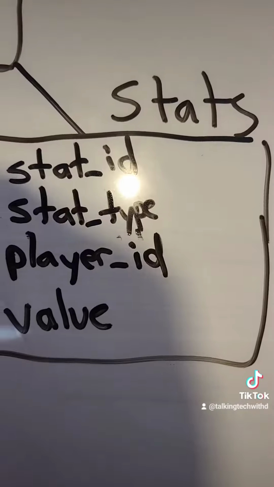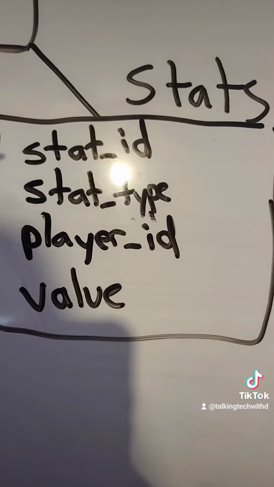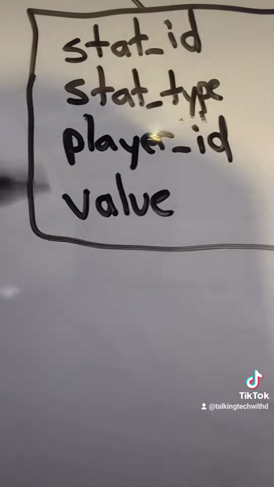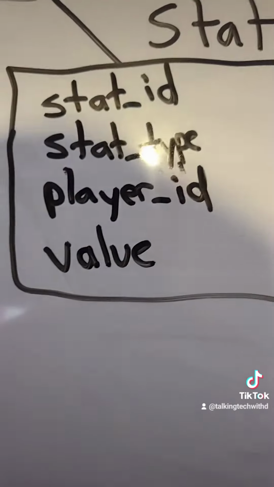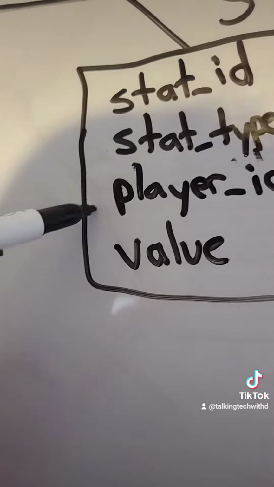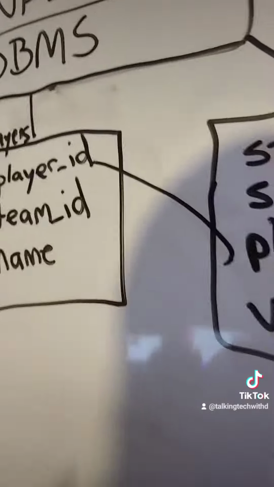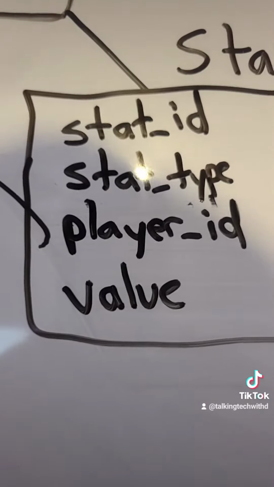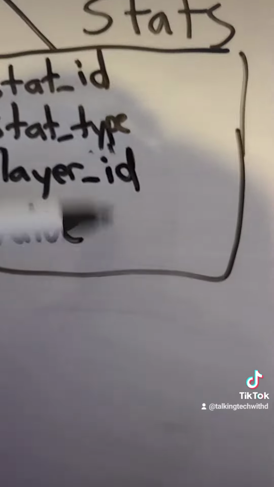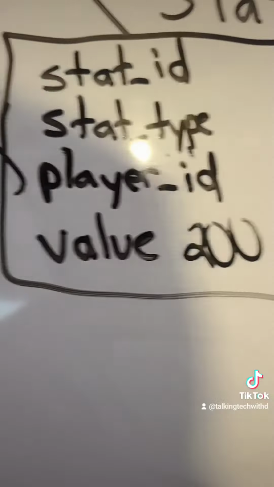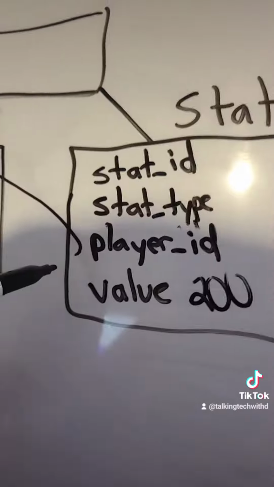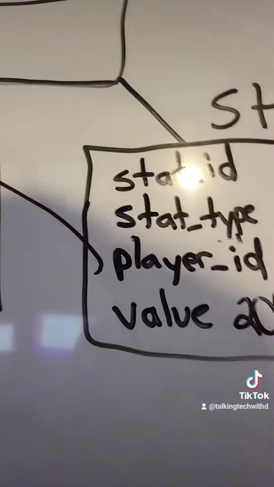And then for fun, you can have a stats table with a stat ID, stat type, player ID, and a value. So stat type could be rushing yards, passing yards. The player ID would relate to players so that we know which player that stat belongs to. And then the value would be, say, 200 rushing yards. That'd be nice. So in this example, player ID would also be a foreign key.